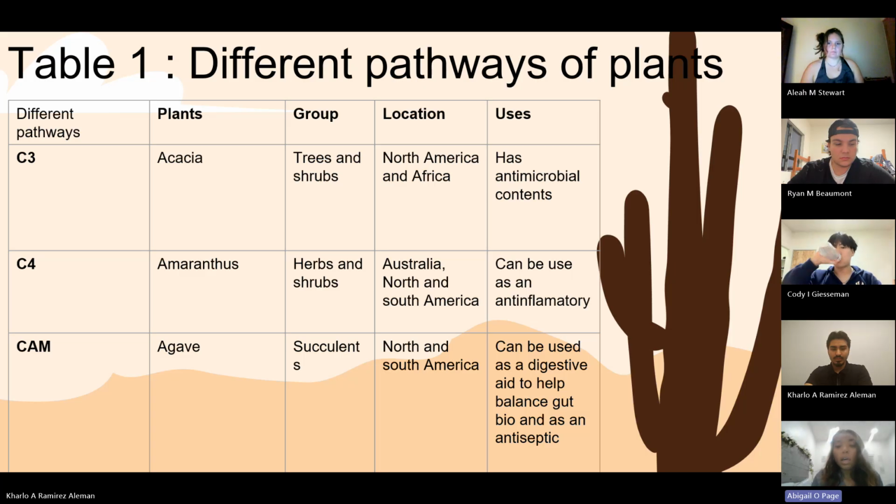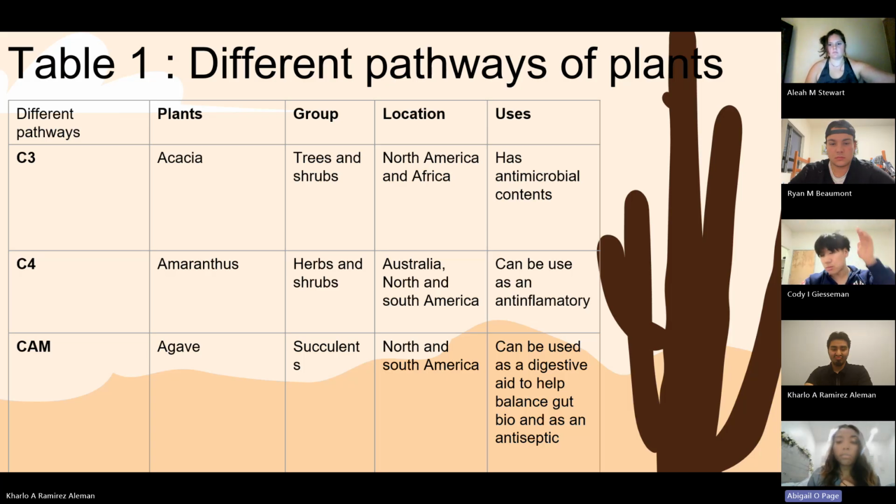It's found in North America and Africa, and it has a lot of antimicrobial contents, which really help us in medicine. Moving on, next are the C4 plants. Like Cody said, CO2 is fixed into 4-carbon compounds. Their stomata are also open during the day, but they're a little bit more efficient than the previous C3 plants. So basically, the Amaranthus plant can be found in Australia. It's a shrub found in North and South America as well, and can be used as an anti-inflammatory substance. We do have this in a lot of our modern medicines today.